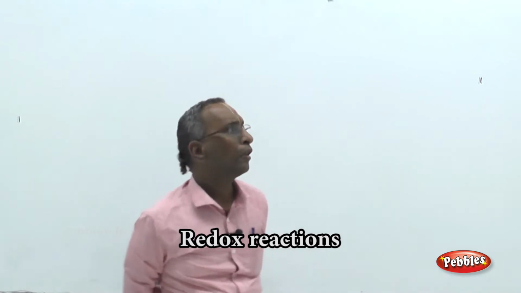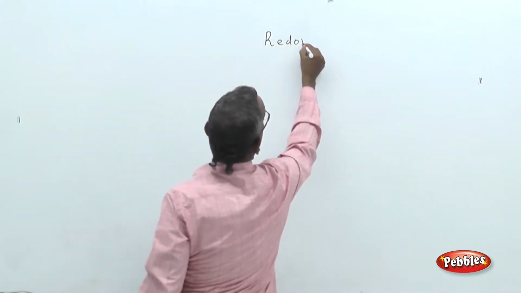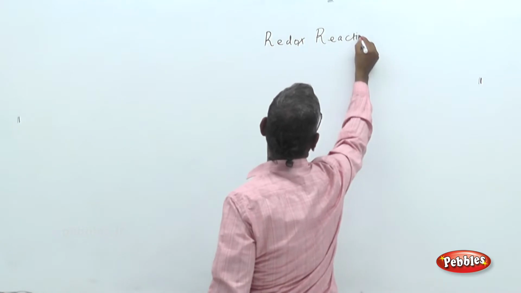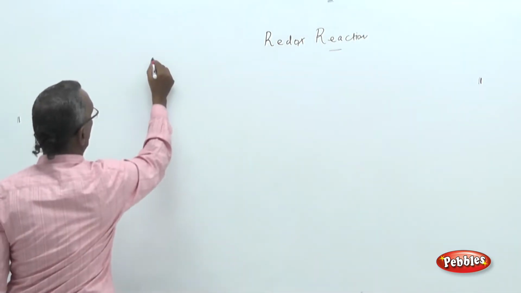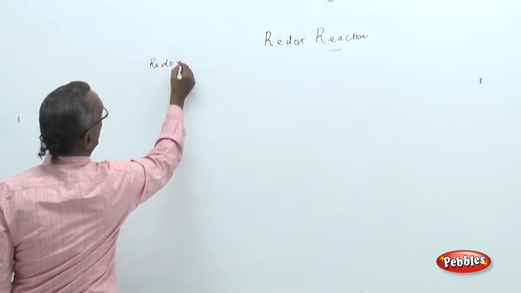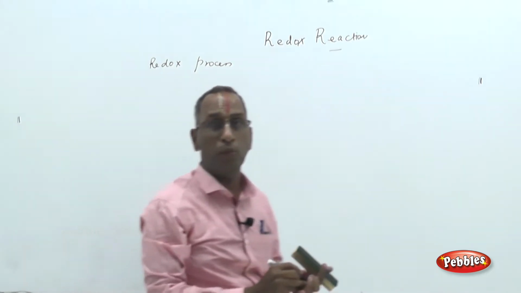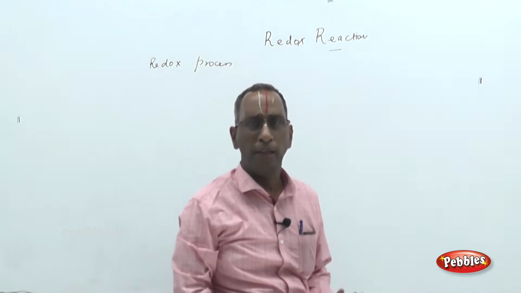Good morning, students. Now we will see the revision aspects on the topic, namely redox reactions, their respective equations, the redox equations. Before that, let us revise what is meant by a redox process. A redox process is one which involves both oxidation and reduction.